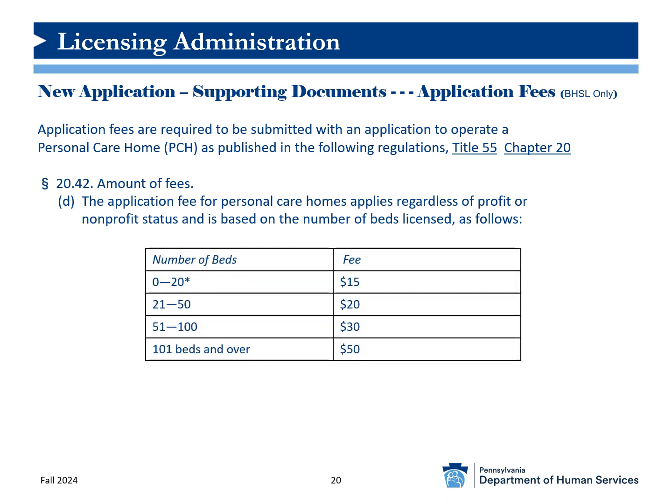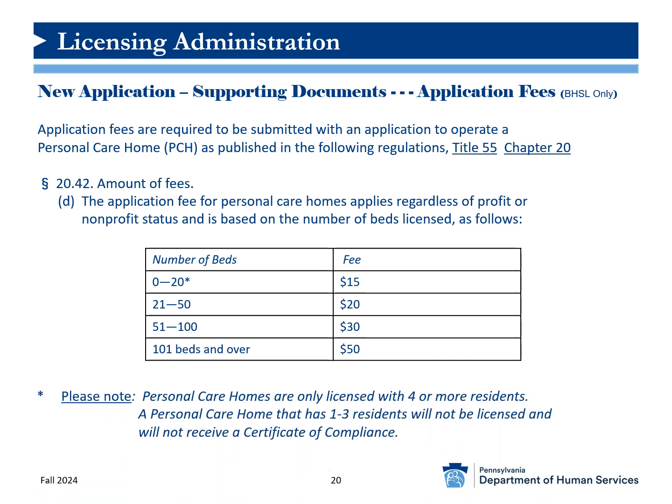And the amount of the application fee is based on the number of beds. So if you want to license 4 to 20 beds, then the application fee is $15. 21 to 50 is $20, 51 to 100 beds is $30, and 101 beds and over is $50. This is an application fee. It is not a per bed fee.